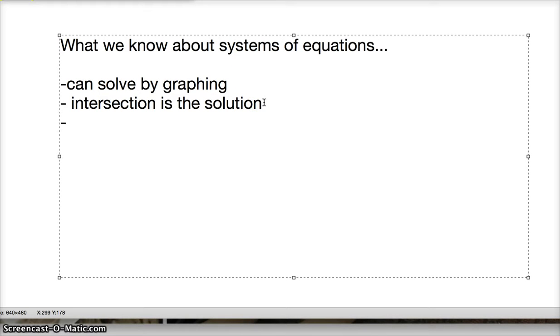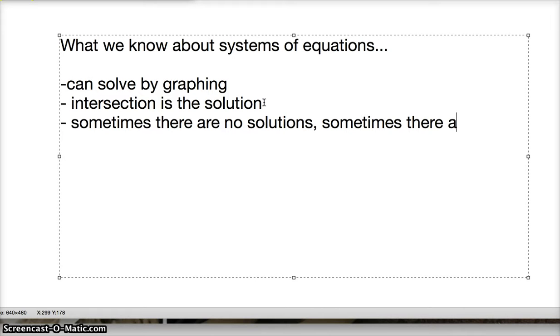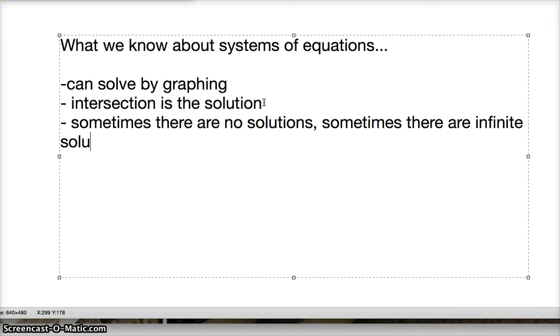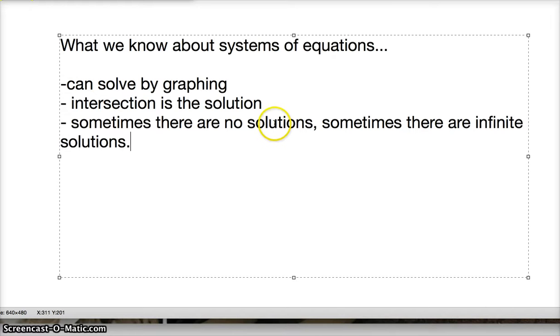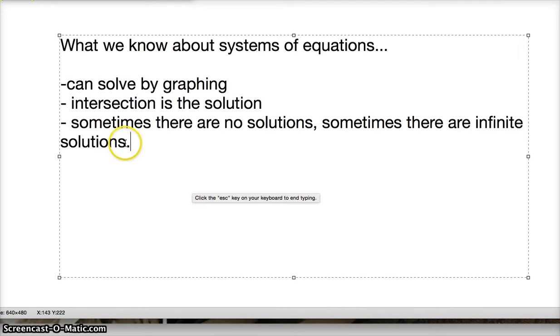You also know that sometimes there are no solutions and sometimes there are infinite solutions. All right, so sometimes when there's no solutions, those are parallel lines. If you need a reminder, go ahead. And when there's infinite solutions, that's when both lines are exactly the same. When you graph them, they're exactly the same and they're on top of each other. All right, so those are some things that you know about systems of equations.